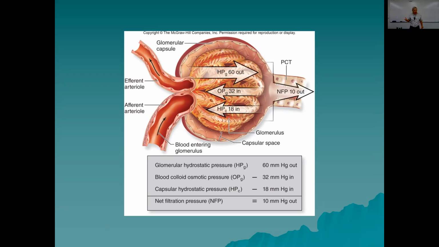Now, again, why is the osmotic pressure pushing fluid back into the capillaries? Because remember, the filtrate is close to a protein-free solution.